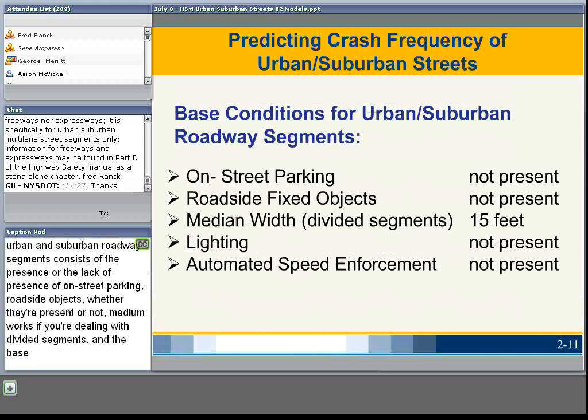And then finally, to sum it up, for the total predicted crashes, you would take the total predicted crashes for your roadway segments and add them to your predicted crashes for the intersections that were analyzed as a part of your roadway unit, if there were any, and come up with a total predicted number of crashes for your entire roadway segment.